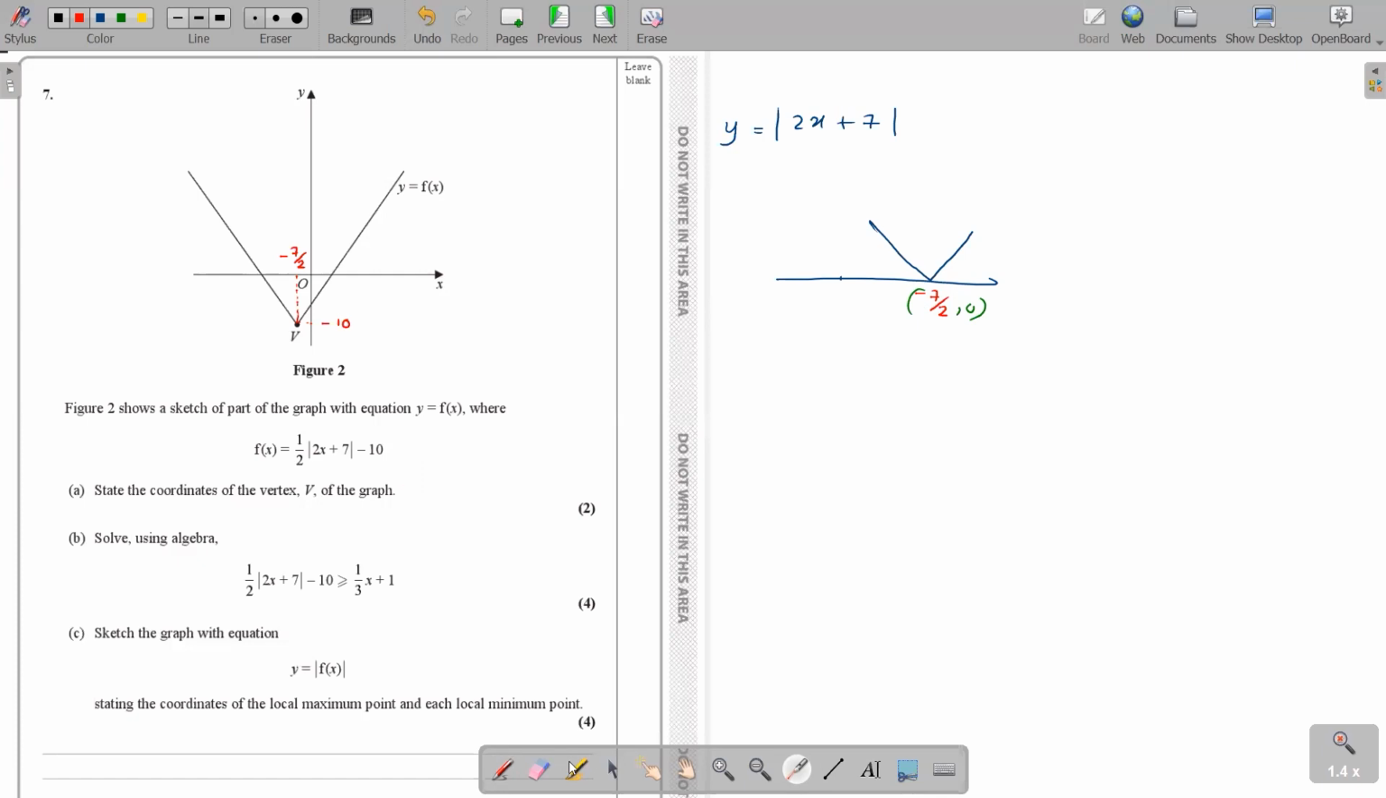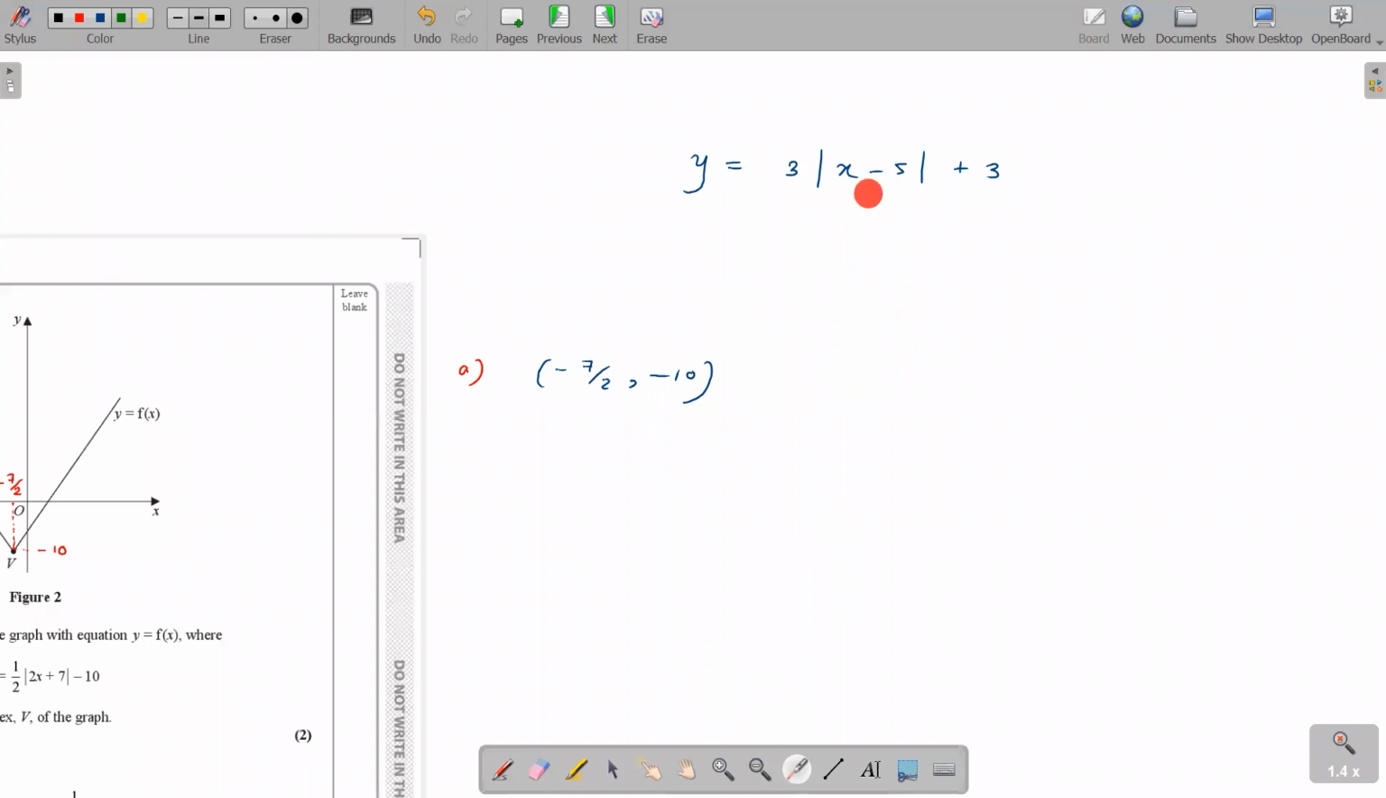There's nothing to work out here. Some of you might consider using simultaneous equations, getting the equations of the two graphs and working out, but we don't need to go for that. Just for 2 marks, it's not worth it. So what you do here is take the x point from the inside of the modulus part and the y point from the outside. So the coordinates of the vertex of the graph, the part A answer, would be minus 7 over 2, comma minus 10.